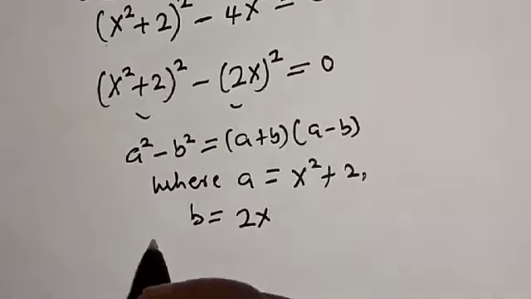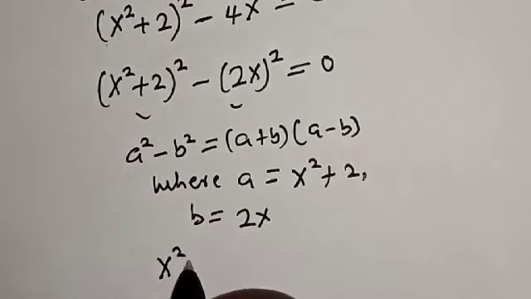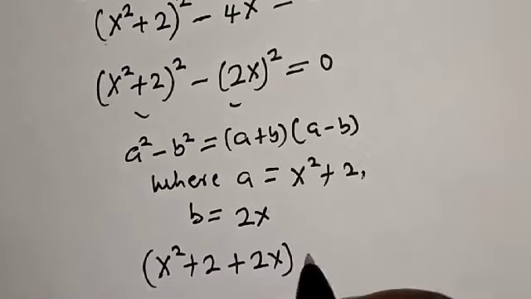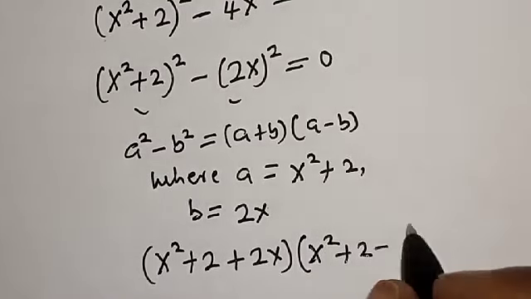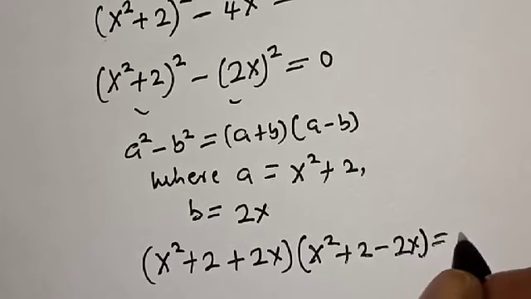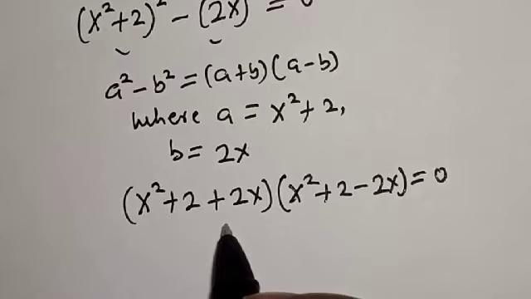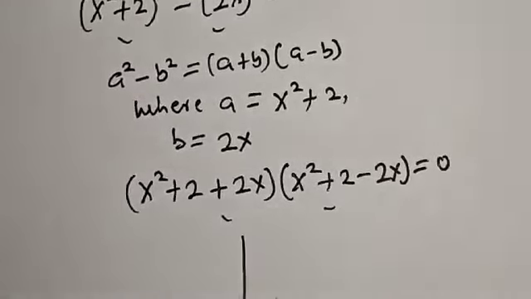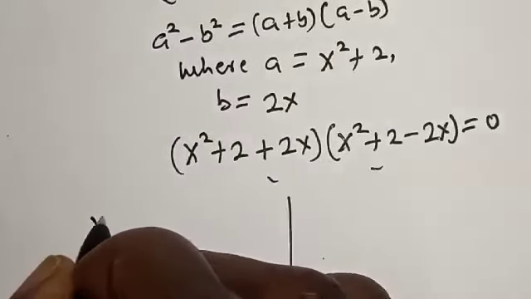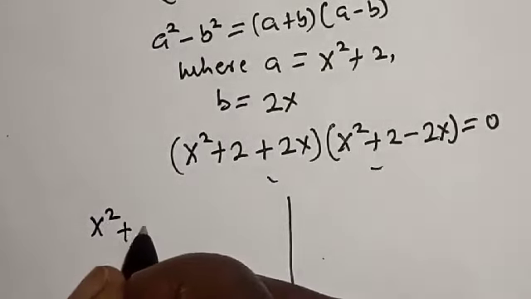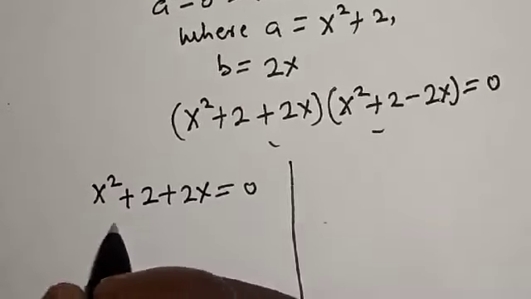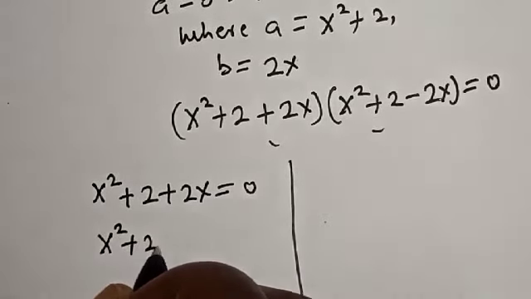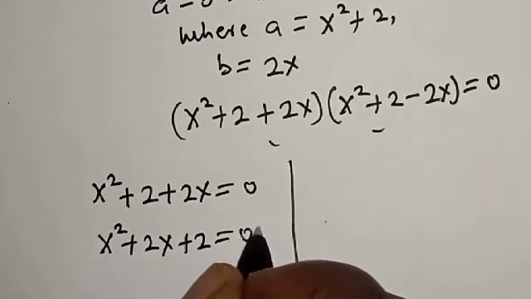Now let's substitute. We have x squared plus 2 plus 2x multiplied by x squared plus 2 minus 2x equal to 0. Now we have two cases here. The first case is x squared plus 2 plus 2x is equal to 0. If you rearrange, we have x squared plus 2x plus 2 is equal to 0. This is a quadratic equation.